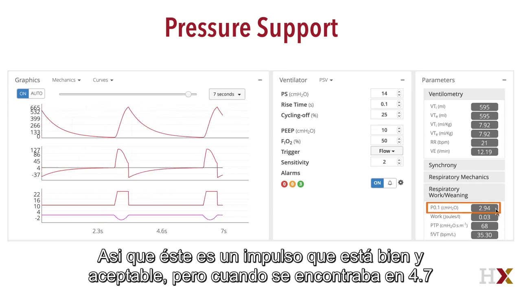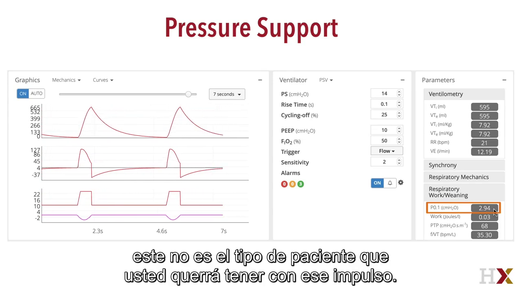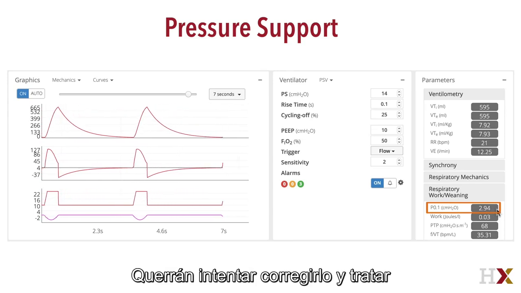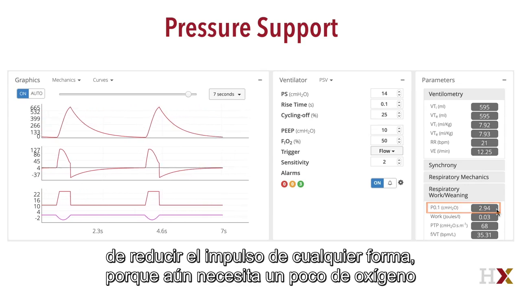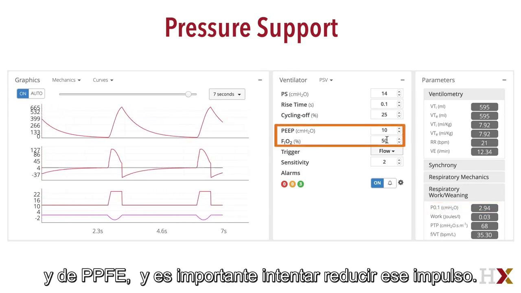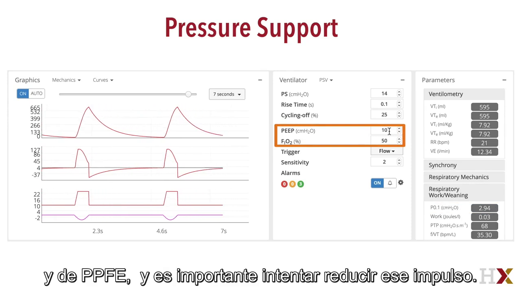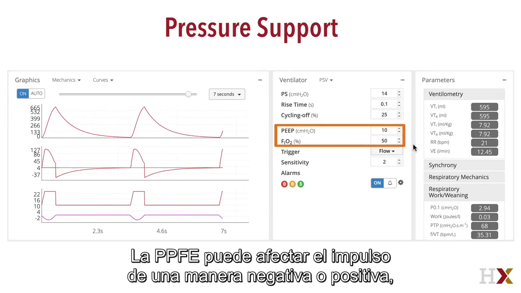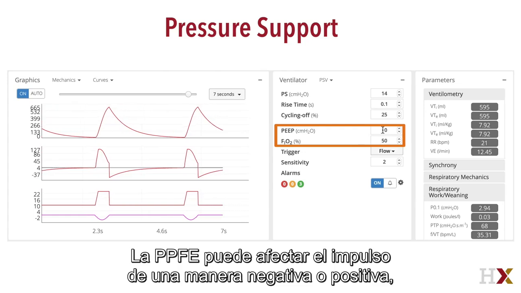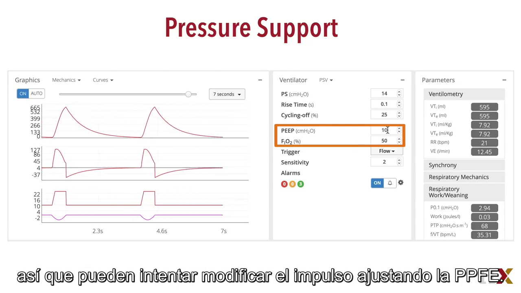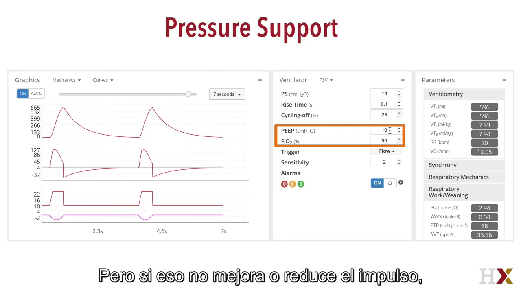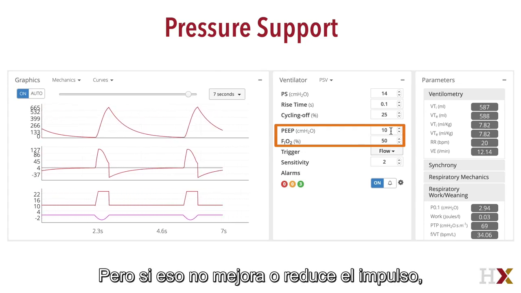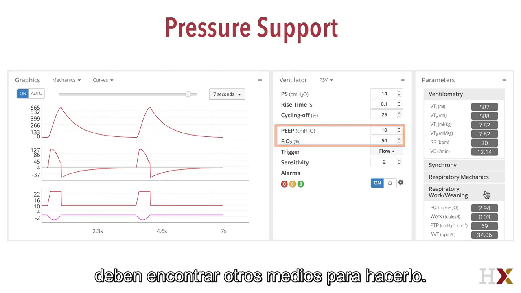But when it was at 4.7, this is not the kind of patient you want to continue to have that drive. You want to be able to try and address it and try to reduce the drive any way you can, because they still need a bit of oxygen and PEEP, and it's important to try and reduce that drive. Now, PEEP can sometimes affect drive in a negative or positive way. So you can try affecting the drive by adjusting PEEP. However, if that does not improve or reduce the drive, you need to find other means of doing so.